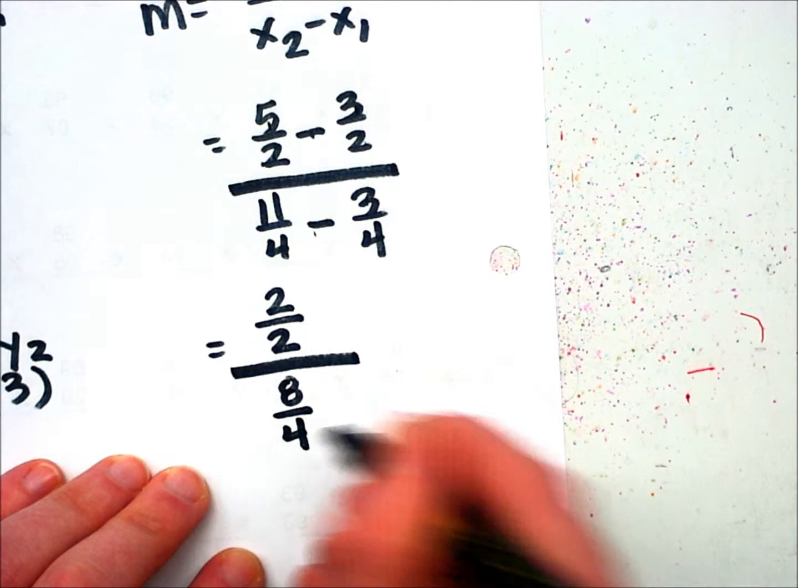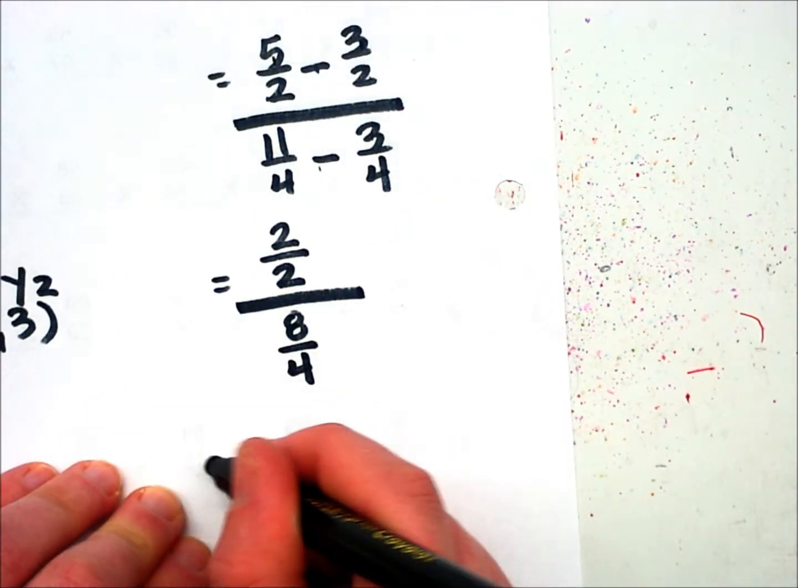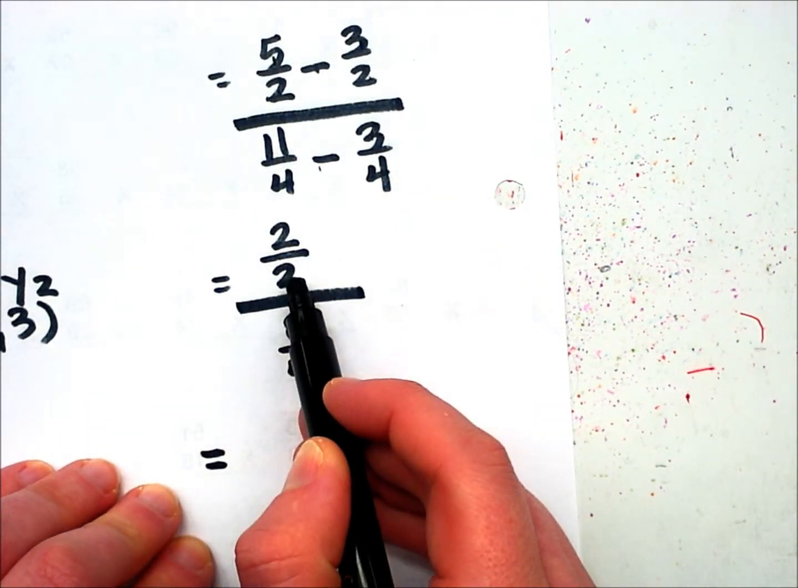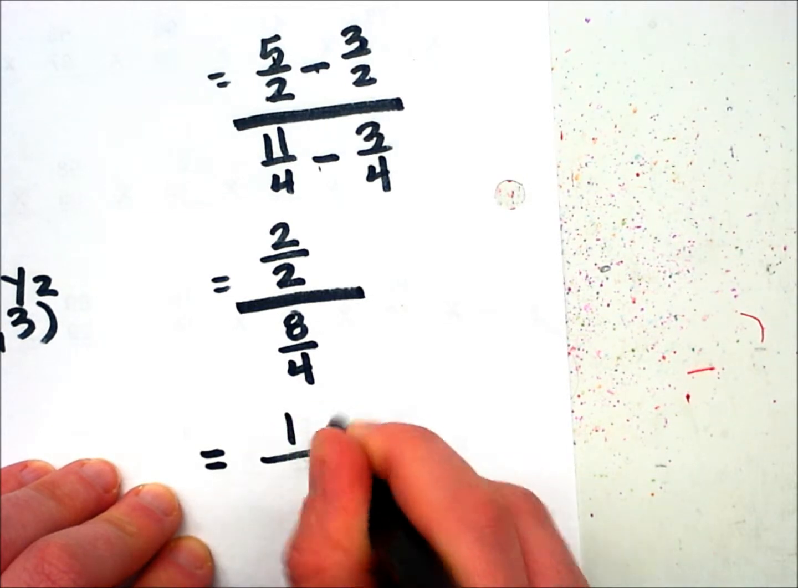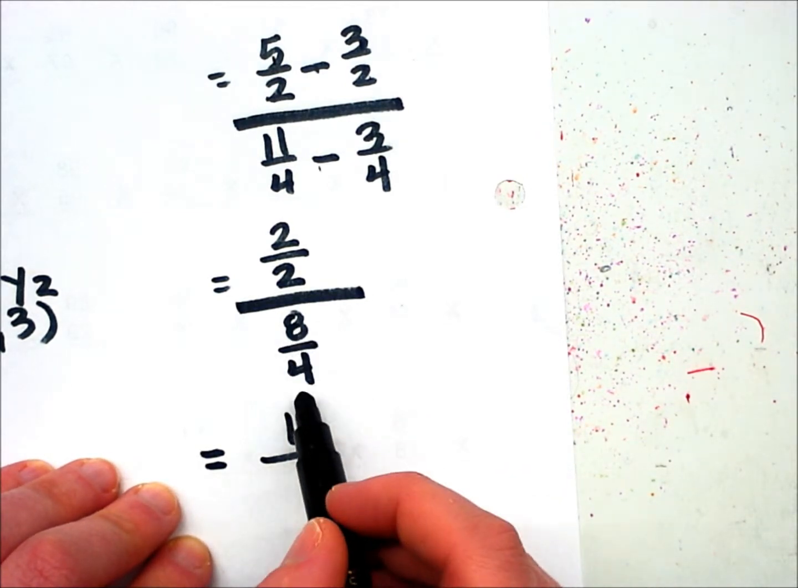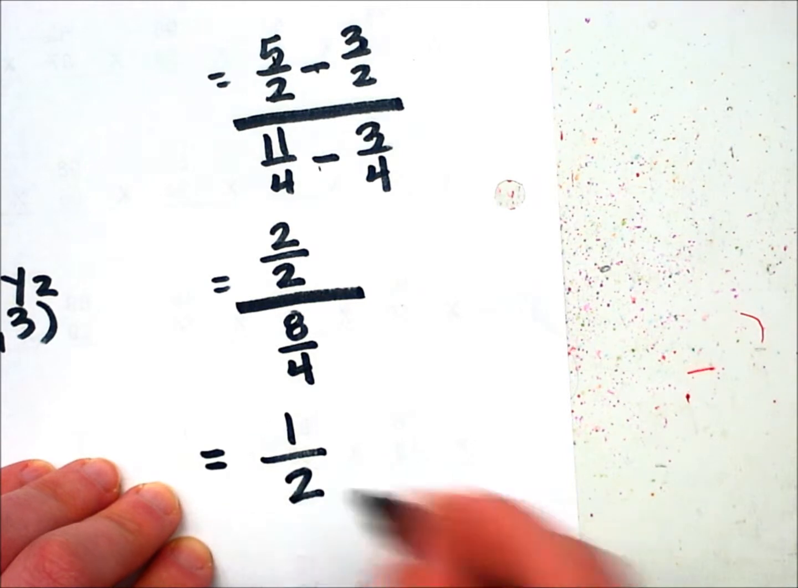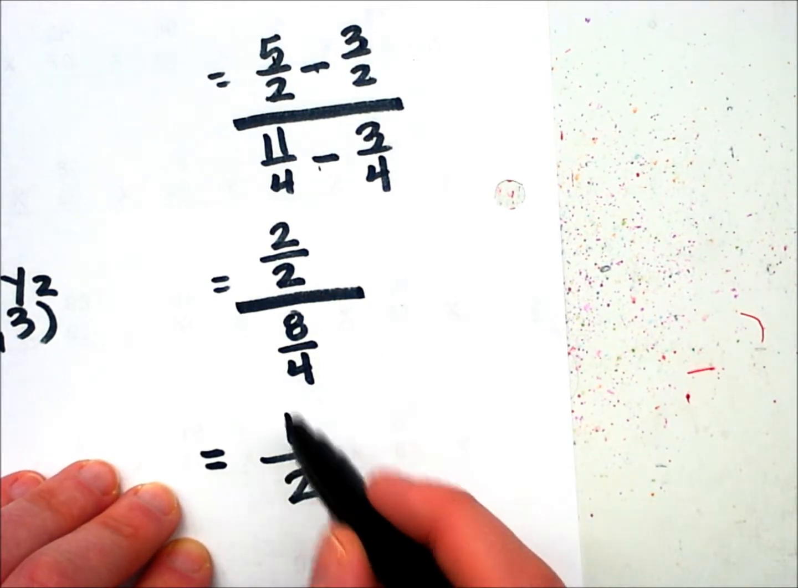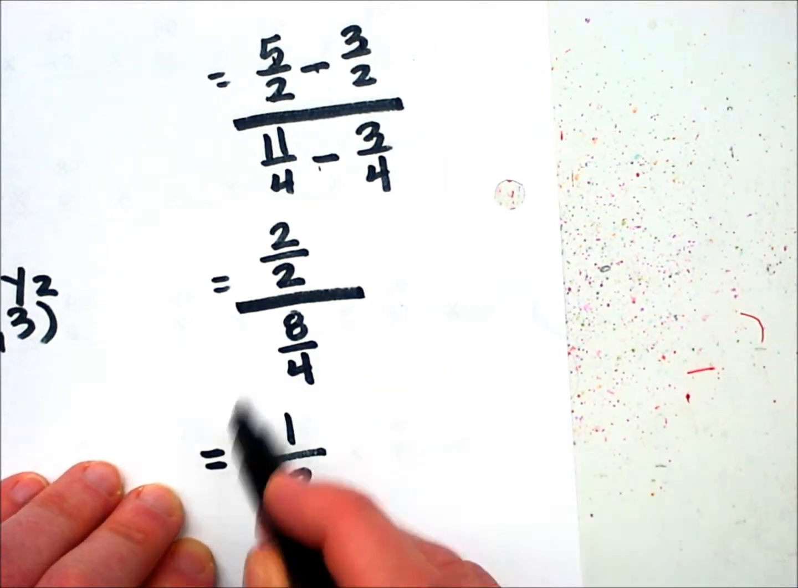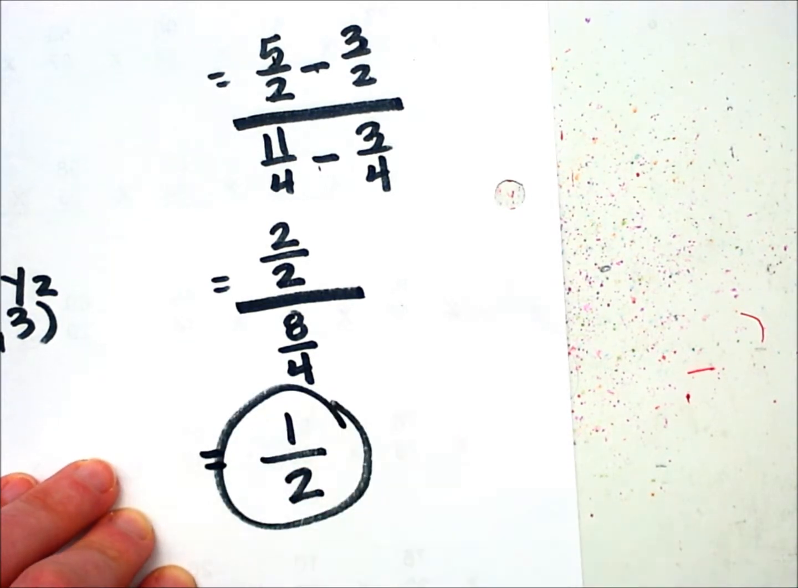So that's 8/4. If you look at the numerator, 2 over 2 simplifies to 1. If you look at the denominator, 8 over 4 is the same as 2. So it looks like the slope is 1/2, and that cannot be simplified anymore. So the slope is 1/2.